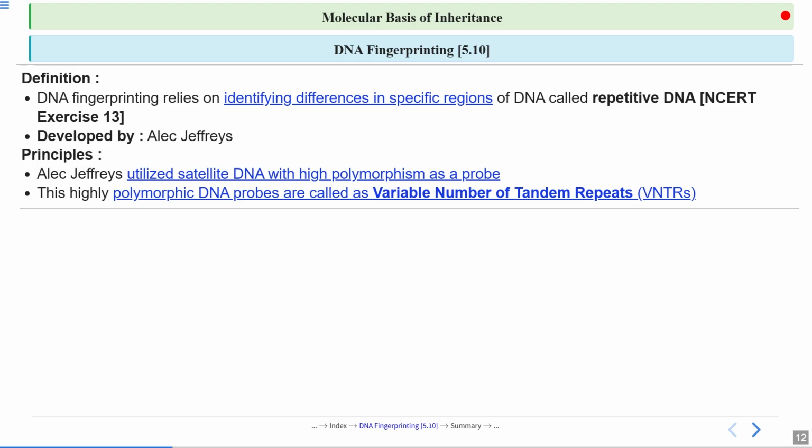Probe, you remember what we studied in the earlier biotechnology chapter: what is a probe? A probe is a small stretch of DNA or RNA that is complementary to a specific part of the DNA. So the scientists utilized this satellite DNA with high polymorphism as a probe. And these highly polymorphic DNA probes are given the name variable number of tandem repeats, VNTRs. Variable number of tandem repeats.